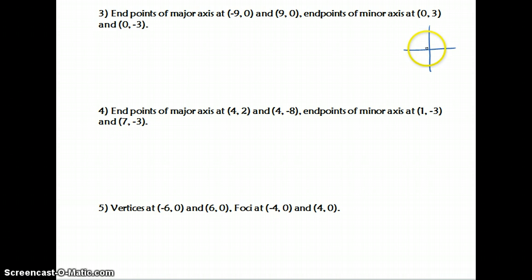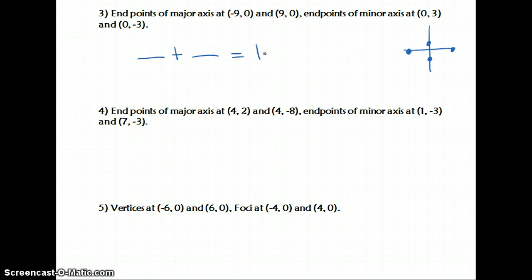So the major axis is at -9, 0, and 9, 0. And the minor axis is at 0, 3, and 0, -3. So notice that the major axis is horizontal. So this is going to be a horizontal ellipse, okay? Which means the a squared has to go under the x value. So if we have plus our two fractions equals 1.